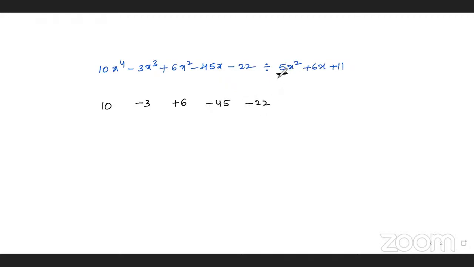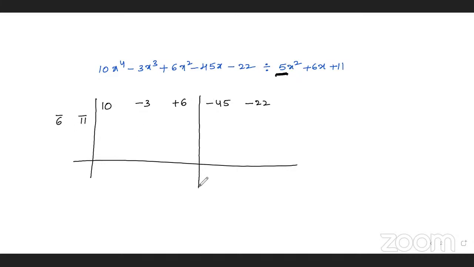Remember, this is the main divisor, 5. Now the modified divisors are minus 6 and minus 11. There are two modified divisors, so after two terms we have to draw the vertical line. Is this clear? Yes, sir.